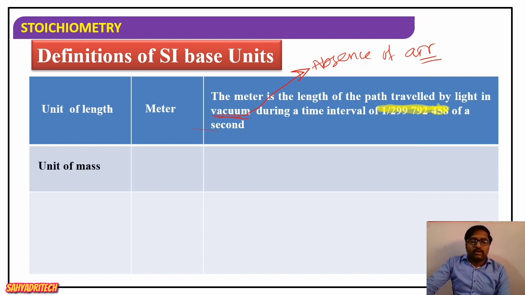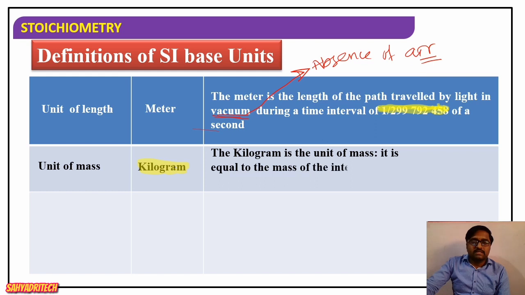Well, the unit of mass. If you consider the unit of mass, what is it? Mass is expressed in terms of kilogram. What is kilogram actually? The kilogram is the unit of mass. 1 kilogram is equal to the mass of the international prototype of the kilogram.